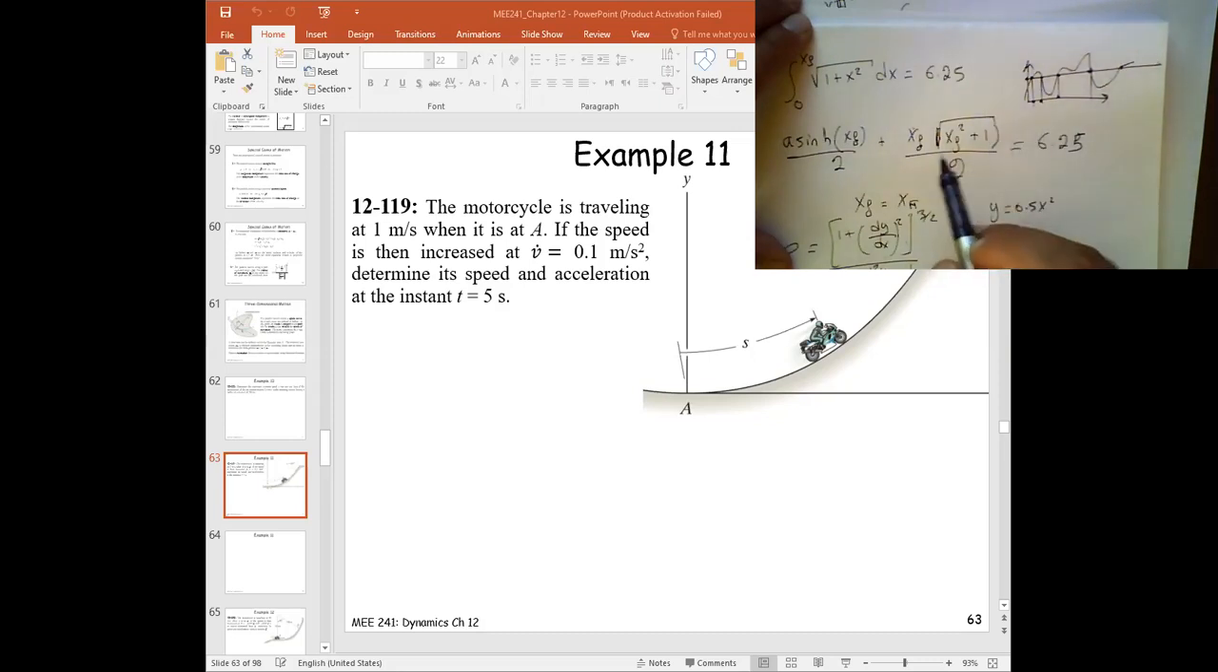Or actually you will find two solutions, right? It's a parabolic curve, so y is equal to 0.5x squared. It will actually have another side in the negative x-axis. So there are two different x values: one is a positive x and the other is a negative x value.